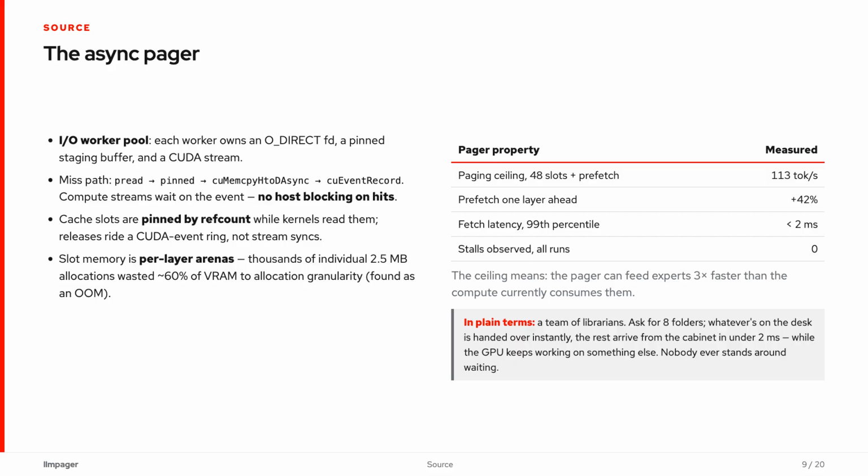The pager is the heart of the system. Think of it as a team of librarians. Each worker owns its own file handle, staging buffer, and GPU stream. When the model asks for 8 experts, whatever's already on the desk is handed over instantly, and the rest arrive from the cabinet in under 2 milliseconds, while the GPU keeps working on something else. Measured on its own, the pager can feed experts at 113 tokens per second, 3 times faster than the compute currently consumes them. Nobody ever stands around waiting.